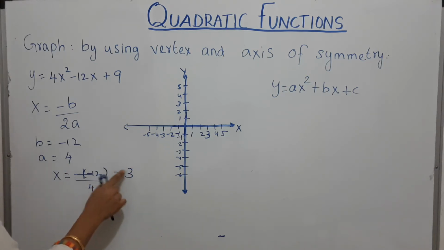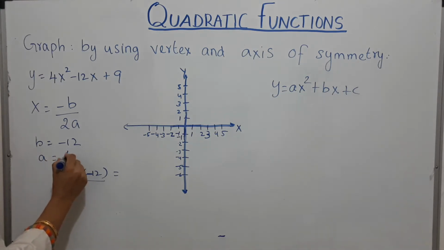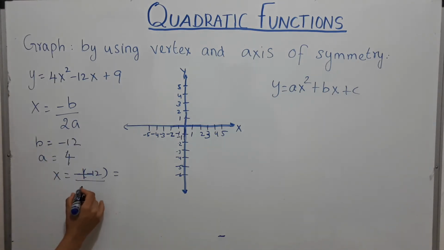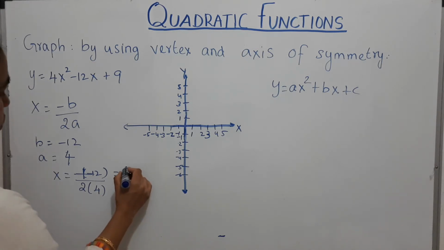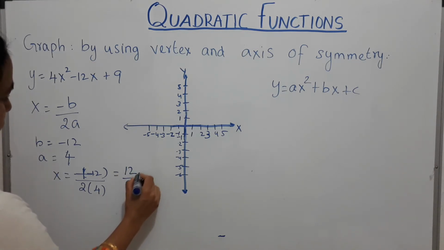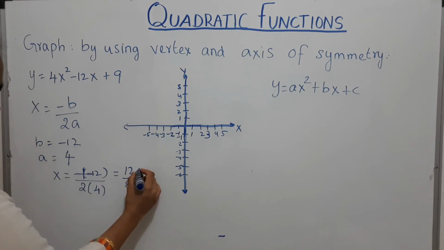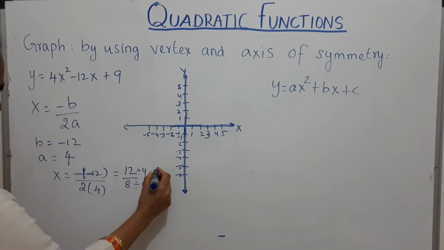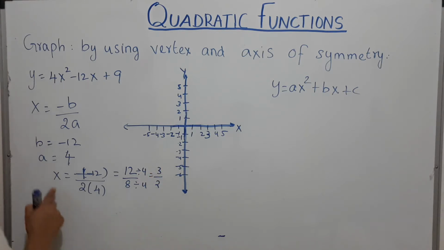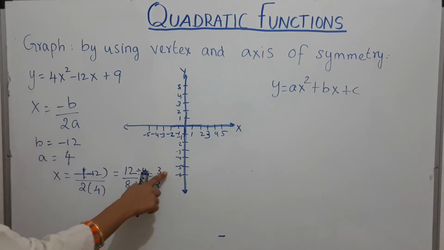Actually, okay, so this is 2 times a, which is 2 times 4. So this will become positive and 2 times 4 will be equal to 8. Okay, so 12 over 8, which you can simplify by dividing both by 4, and so this will be 3 over 2. So the axis of symmetry is equal to 3 over 2.